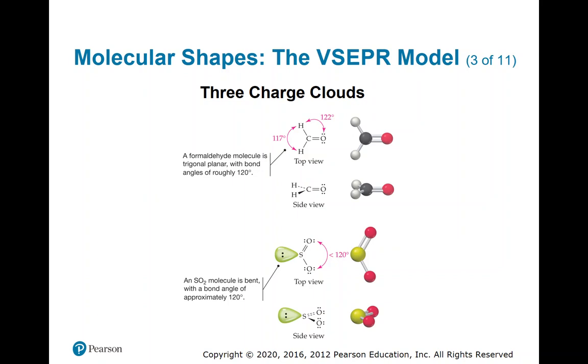What that means is that the lone pair more strongly pushes away the, in this case, oxygen atoms than the oxygen atoms push away each other. And so the bond angle between the 2 oxygen atoms and the sulfur kind of gets squeezed in a little bit due to the strong repulsion from the lone pair on the sulfur. So this bond angle is not 120 degrees exactly, but a little bit less than 120 degrees.